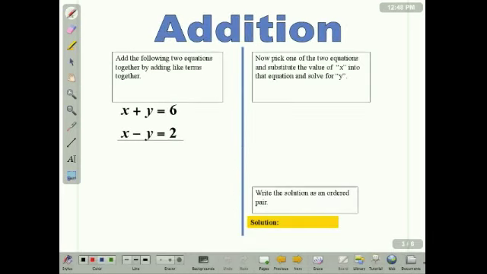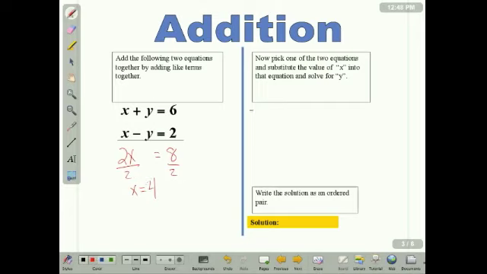So we've got x plus y equals 6 and x minus y equals 2. Let's combine these two equations to make one linear equation. 2x, the y's cancel, and we're left with 8. 6 plus 2 is 8. We divide by 2 on both sides to get x by itself. My solution for x is 4.